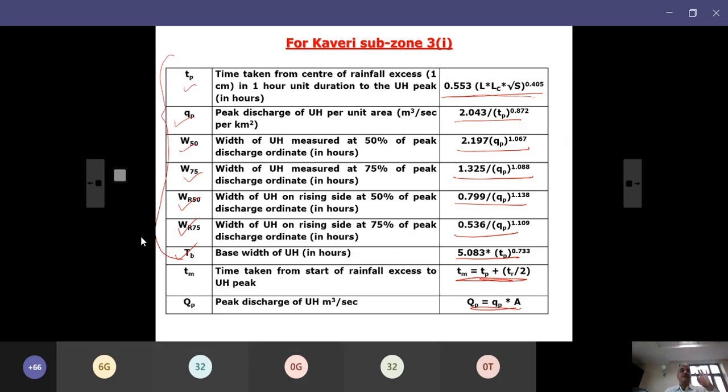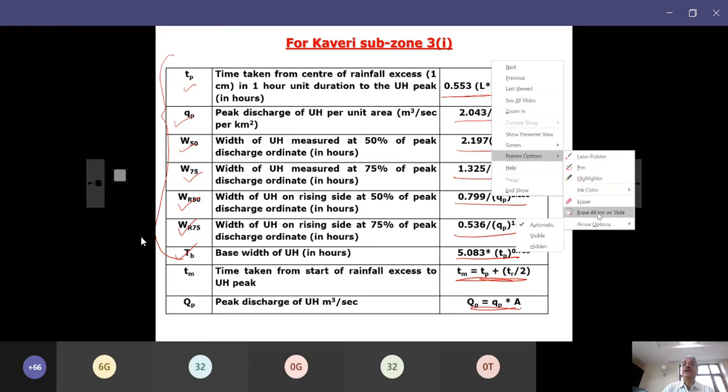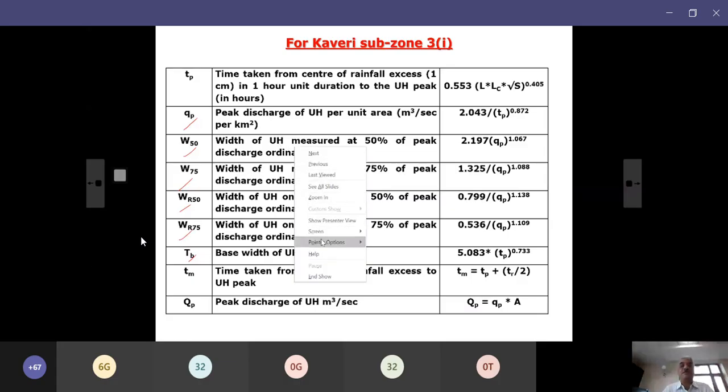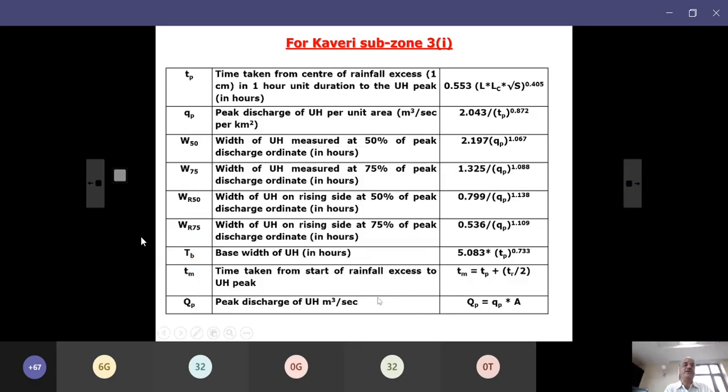These equations are given for every subzone. So you will find out which subzone you belong to, and then use that equation and derive these values. Once you derive these values, you will plot a synthetic unit hydrograph, SUH, for that area. Of course, there is a refinement and all, we'll see, but basically this is the principle of how a synthetic unit hydrograph is developed. Clear?